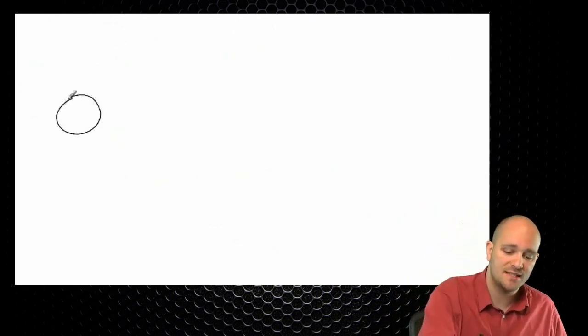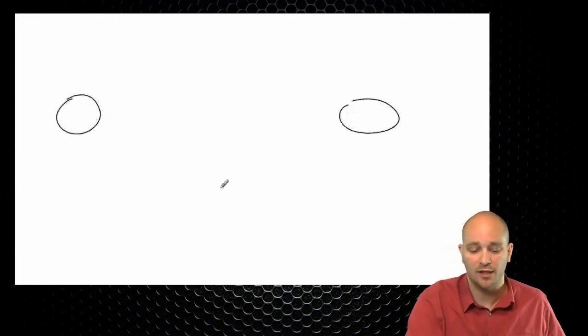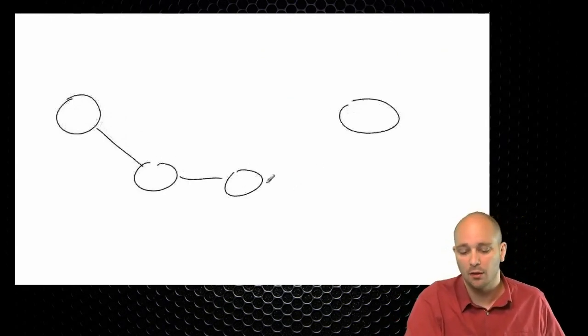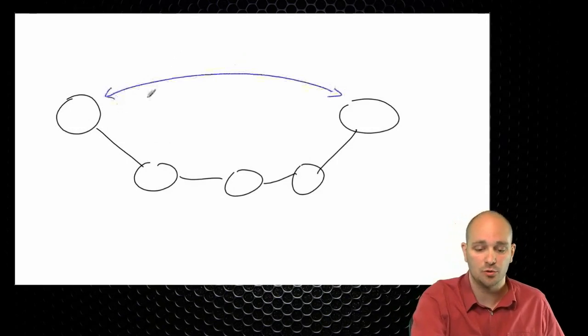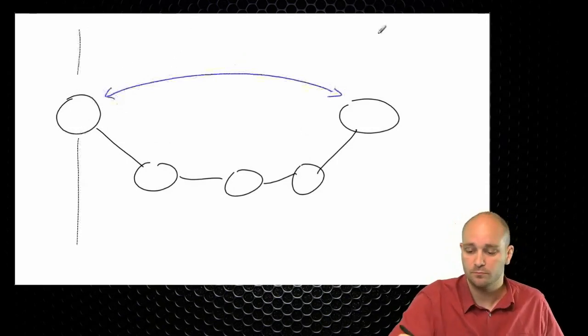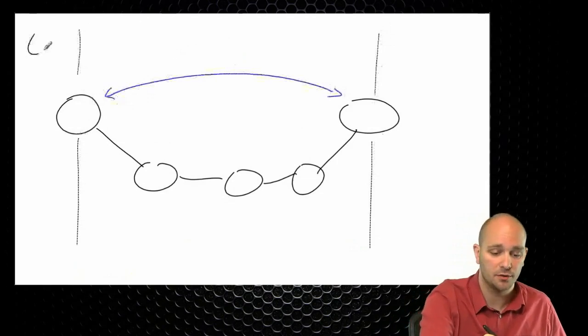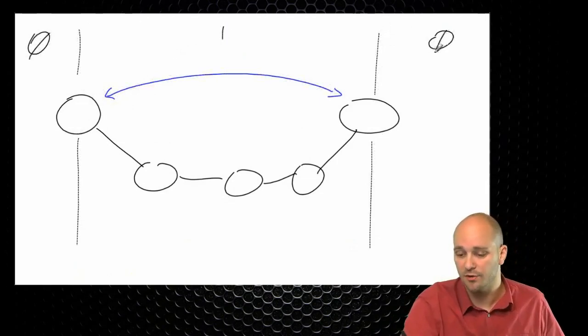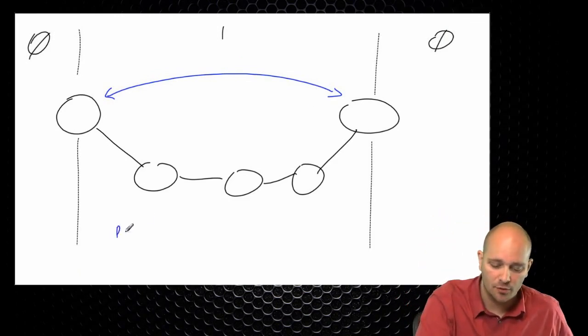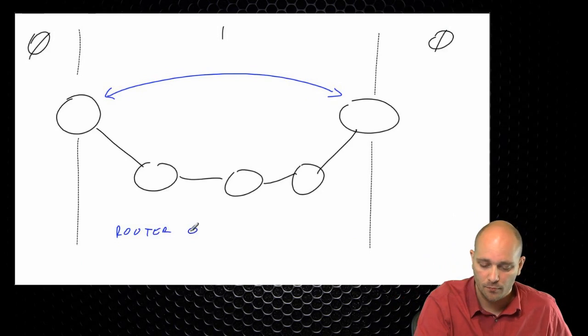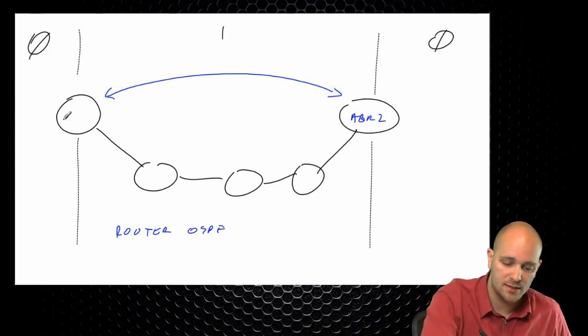Why is that? Because even if you have router IDs, so let's say that we have a router here and we have a router here, and we have something in between them, right? And what I want to do is build a virtual link between these two routers. So these are the ABRs. So this is area 0 here, this is area 1, and this is area 0 here. Let's say that this is ABR 2 and this is ABR 1.